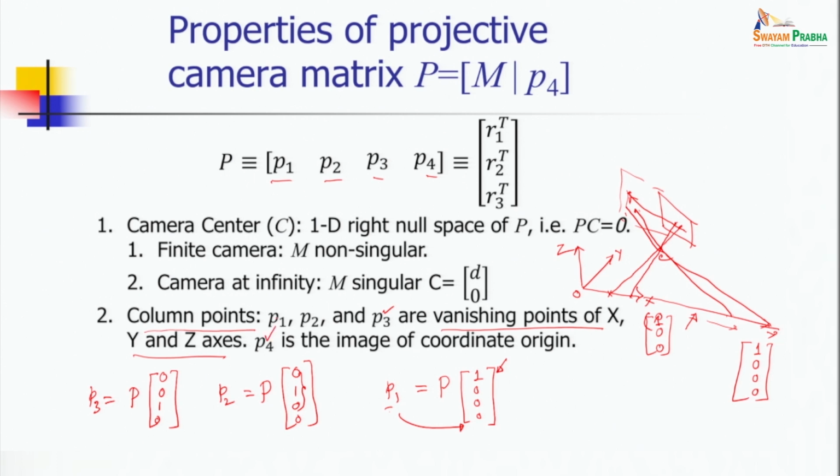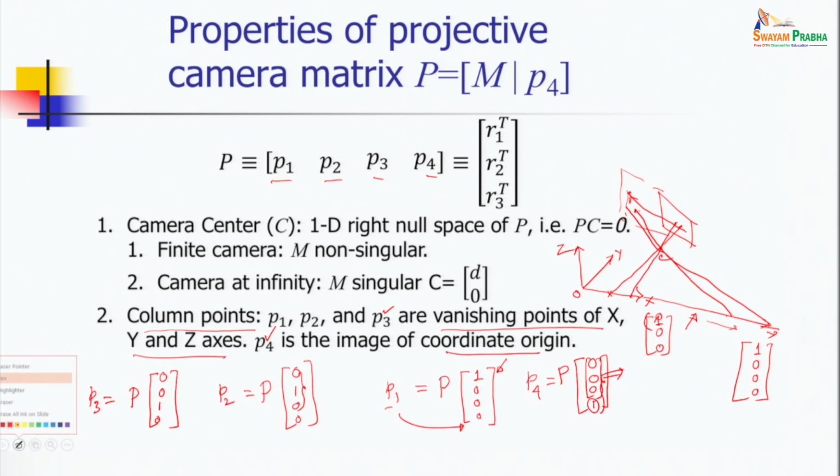But what happens to p4? As you understand now, if I have a point like 0, 0, 0, 1 and multiply with P, I will get p4. But what is this point? This is not a point at infinity, because the scale is finite. The scale is not 0, it is 1, a non-zero scale. So if I express these coordinates, we will find that this is the origin of the coordinate system. That's why p4 is the image of the coordinate origin. So these are the interpretations of the column vectors.